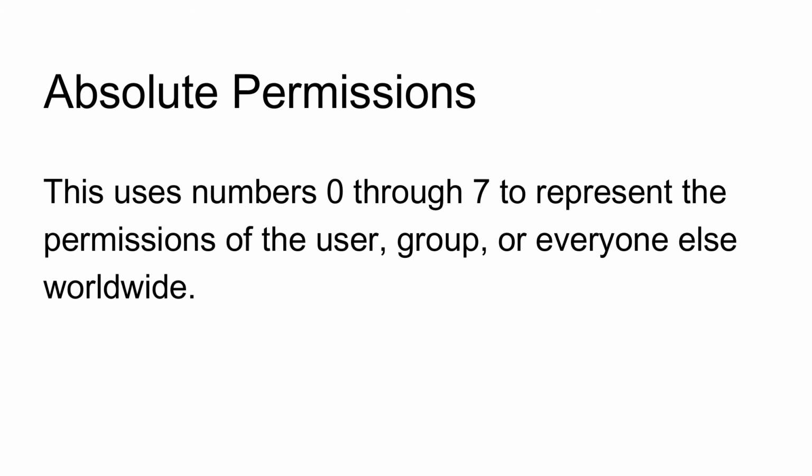The next thing I'll show you how to use are absolute permissions. This uses numbers 0 through 7 to represent the permissions of the user, group, or everyone else worldwide. For example, I have a code like that. The 755 represents the absolute permissions. The 7 represents the permission of the user, the 5 in the middle represents the permission of the group, and the 5 at the end represents the permission of everyone else worldwide.